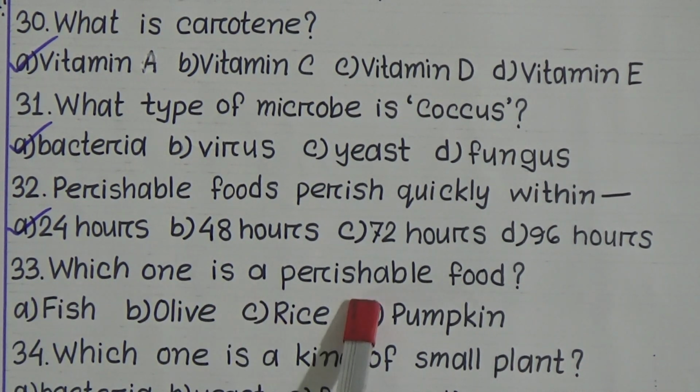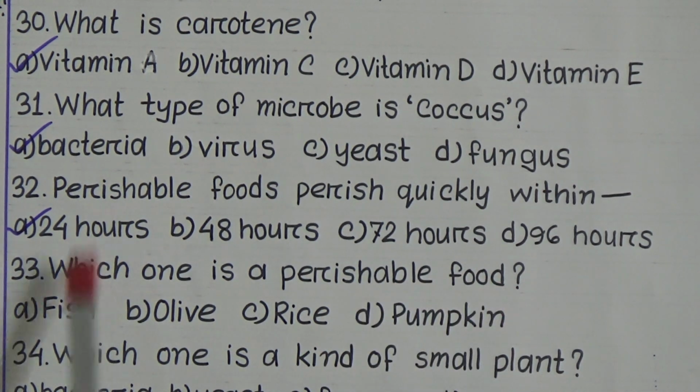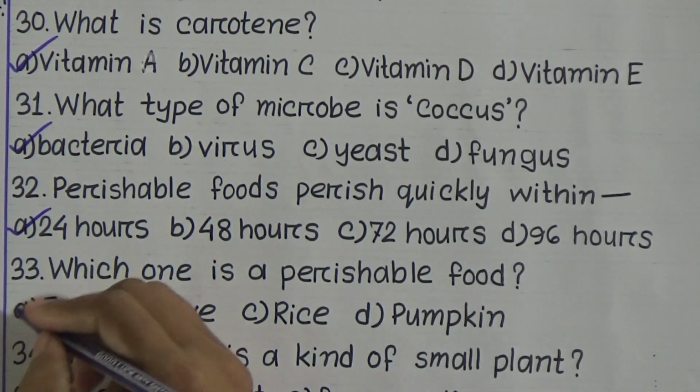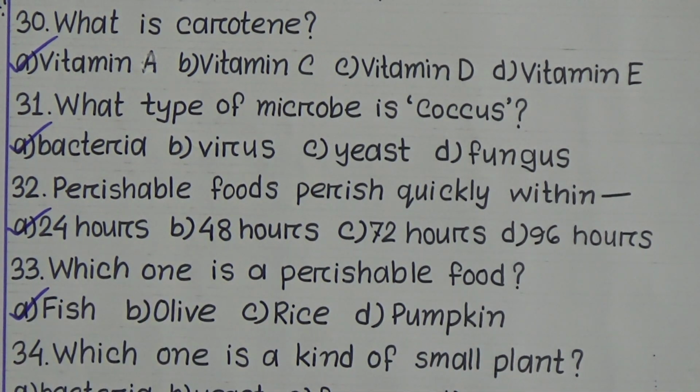Question number 33. Which one is a perishable food? Options are fish, olive, rice, pumpkin. Can you guess which one is perishable food here? Yes, fish. Fish is perishable because it perishes quickly within 24 hours.